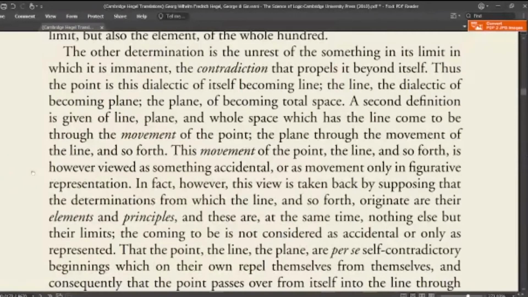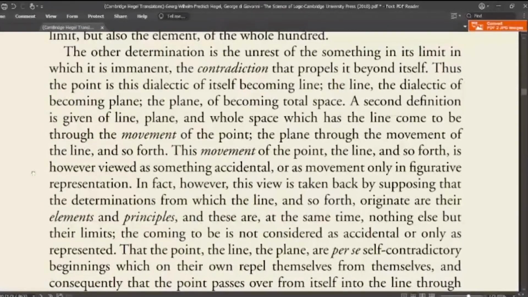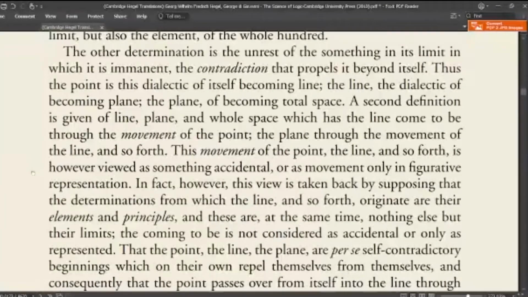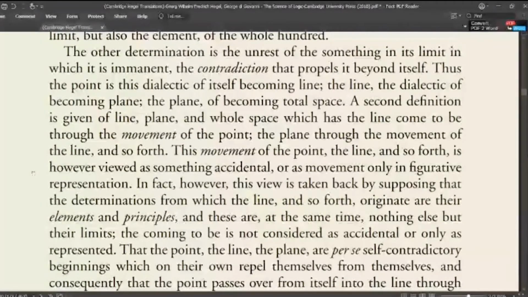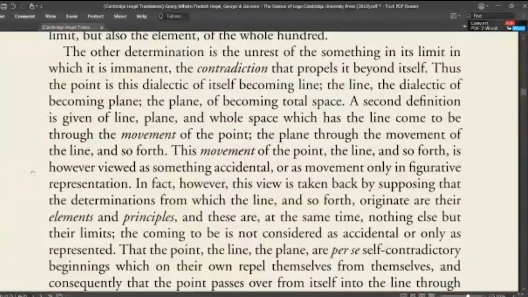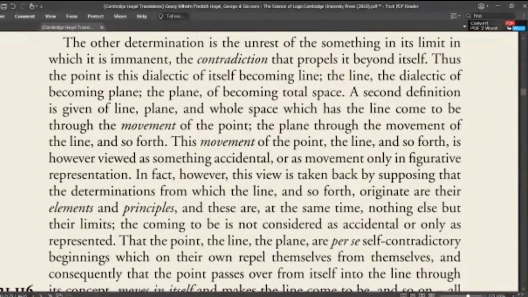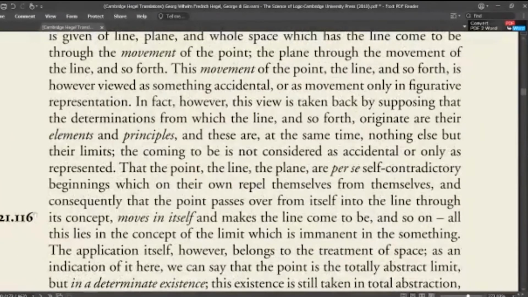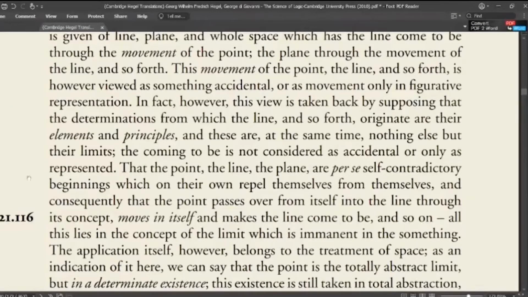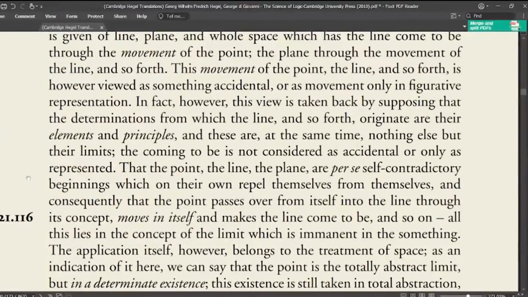This movement of the point, the line, and so forth is however viewed as something accidental, or as movement only in figurative representation. In fact, however, this view is taken back by supposing that the determinations from which the line and so forth originate are their elements and principles, and these are at the same time nothing else but their limits. The coming to be is not considered as accidental or only as represented, but the point, the line, the plane, as such, are in themselves self-contradictory beginnings which on their own repel themselves from themselves, and consequently the point passes over from itself into the line through its concept, moves in itself, and makes the line come to be, and so on.